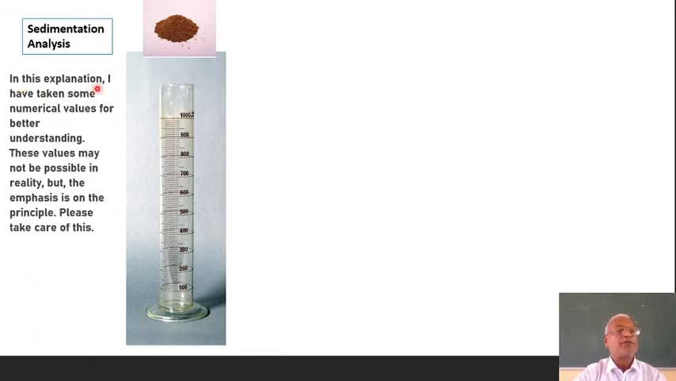I'll read it for you. In this explanation, I have taken some numerical values for better understanding, and these values may not be correct in reality. The correctness of the values is not the point, but the emphasis is on the principle. So please take care of this. Don't say, how can this value be this? Just for the sake of understanding, take the value and go ahead. Otherwise it may look absurd at times, but whatever principle is there can be understood through this discussion.